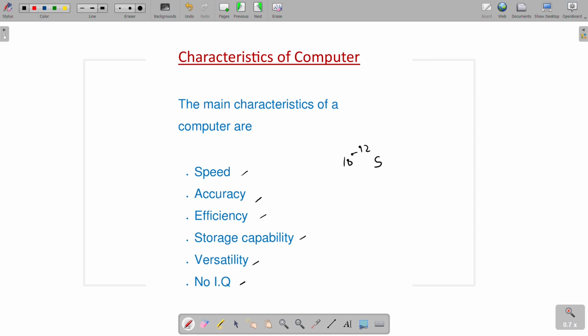Next one is no IQ. Here IQ represents intelligent quotient. A computer cannot do any work without instructions from the user. If the programmer or user gives the instructions, then only it will perform. On its own it will not take any decisions. That is one of the things about a computer. So it does not have any IQ, intelligent quotient. So these are all the characteristics of a computer.